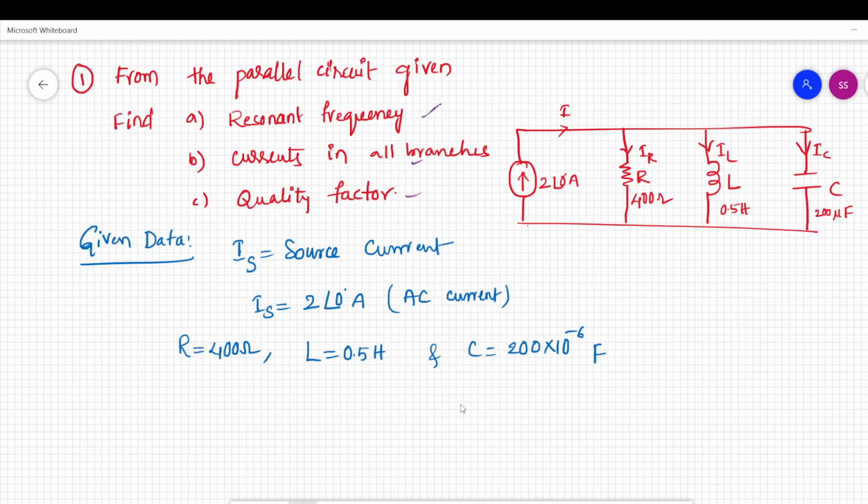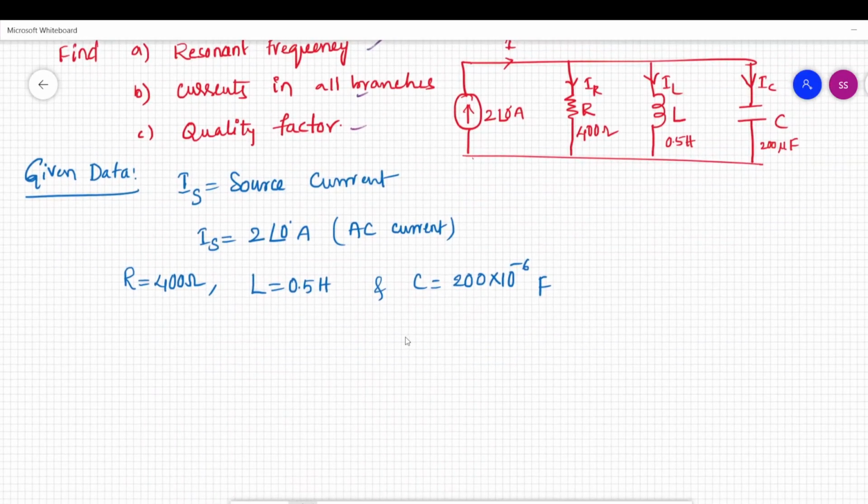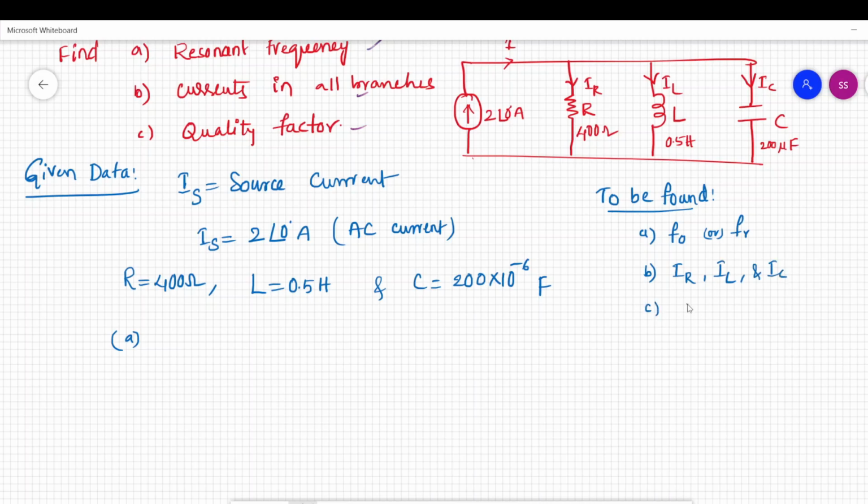Okay, now we need to find resonance frequency. So you know the formula to find resonance frequency. First, the things to be found. What are the things to be found? First one is resonant frequency, f0 or fR. Second one is current through each element, IR, IL, and IC. Third one is quality factor. Now let us find one by one. First I am going to find resonant frequency.